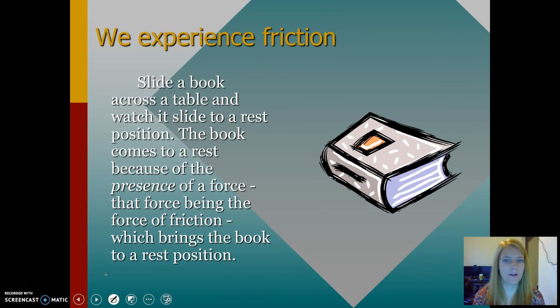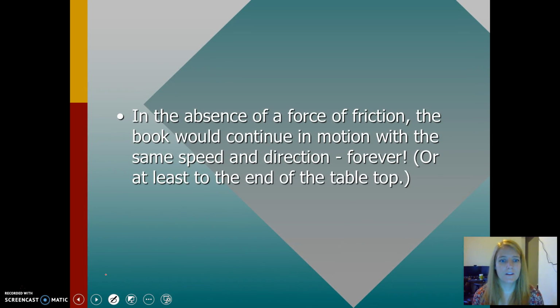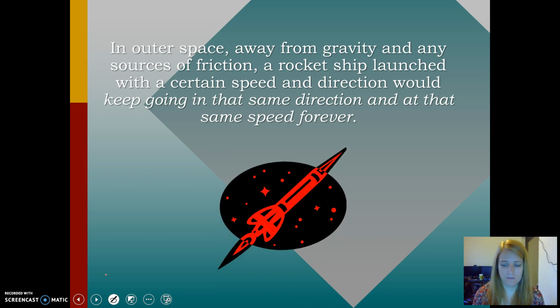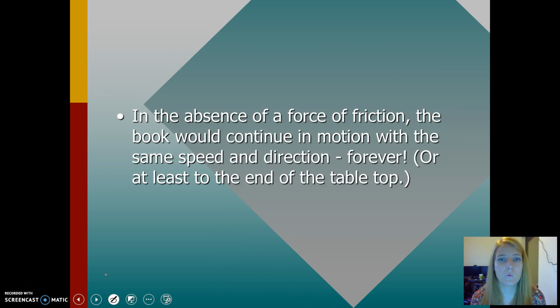All right, so we have experienced friction our whole lives. So if we were to take a book and slide it across a table, we know that eventually it's going to stop. We can't see it, but there's a force acting on it, and that force is friction. Okay, eventually it will stop due to friction. If there was no friction, inertia would continue to cause that book to move, and it would continue moving in that same direction at that same speed forever.